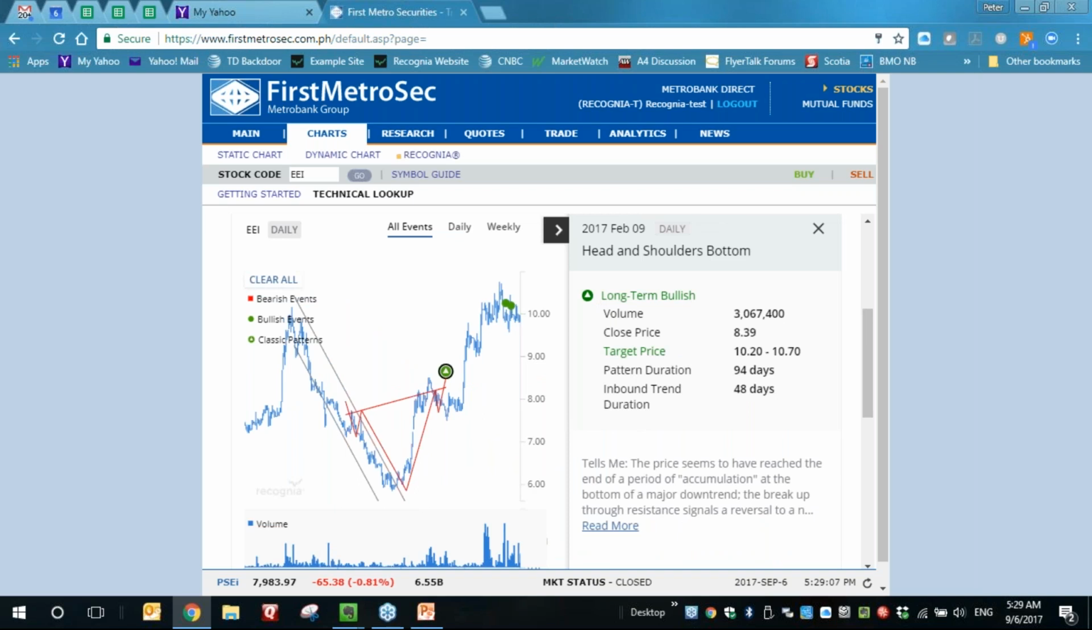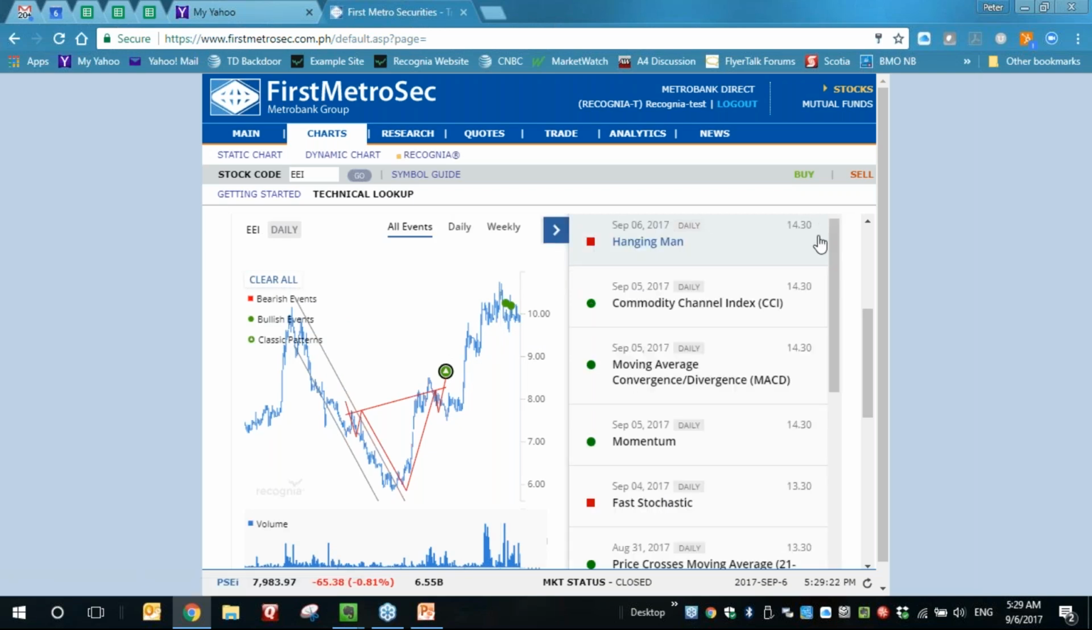If I come over here, you can see the price target associated with this pattern is 10.20 to 10.70. And did we make it to 10.20? Actually, we did. We made it up to about 10.60, 10.70 before the price pulled back a little bit. So this particular one would have worked really well for you.